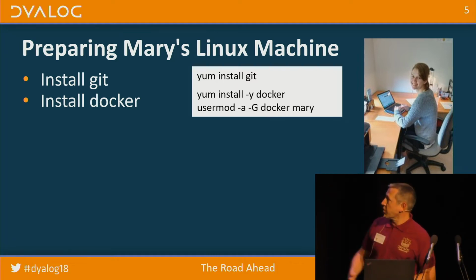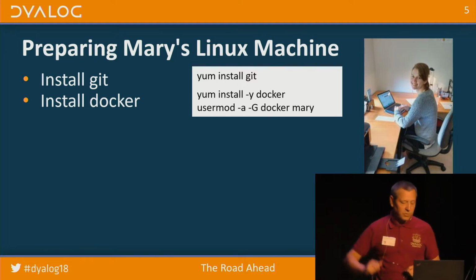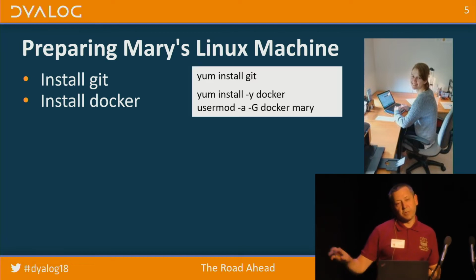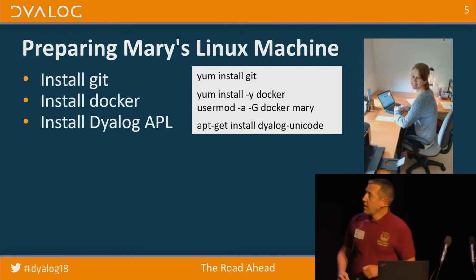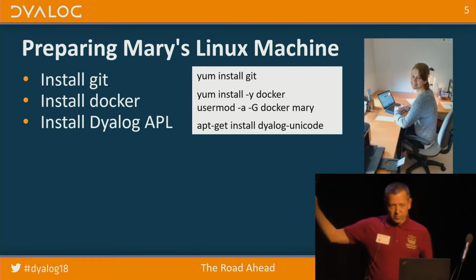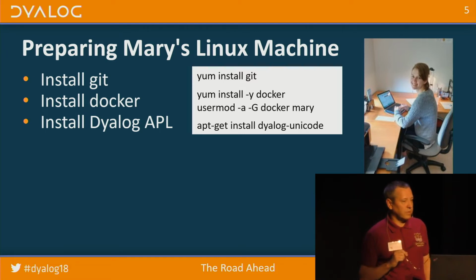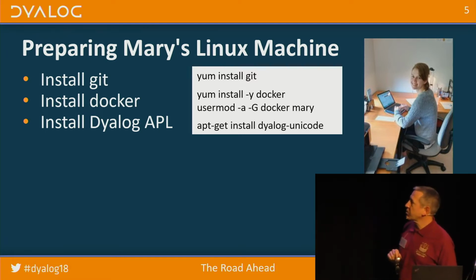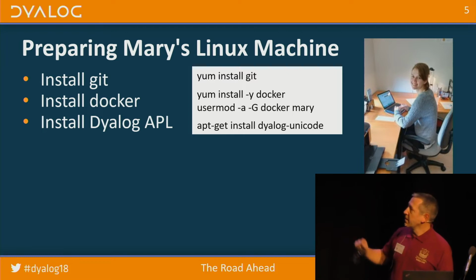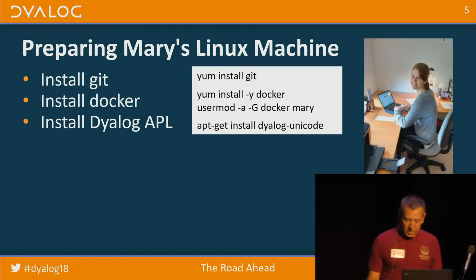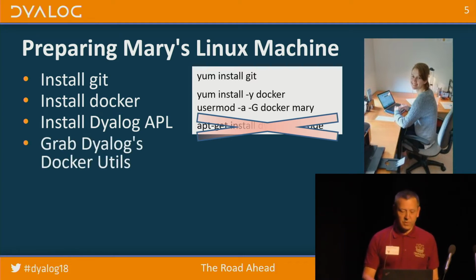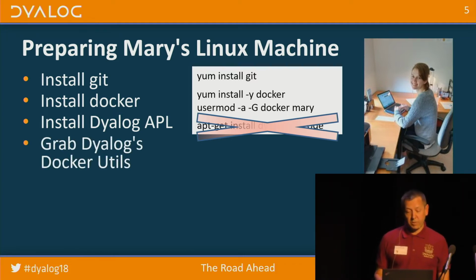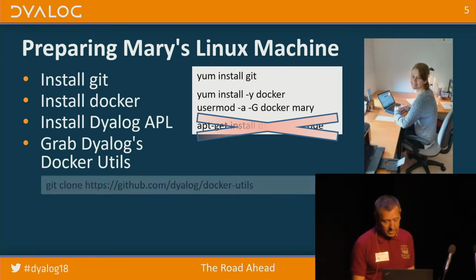So install Docker, add the Mary user to the Docker Linux user group. You need to log out and log back in again, and then Docker is installed and running. Install Dyalog APL. You can do this on the Raspberry Pi. You can't currently do it on Linux. We're hoping once we have the licensing sorted out that you're going to be able to do that. But it doesn't really matter because this magical Docker thing is going to make all of this work without installing Dyalog APL on her computer.